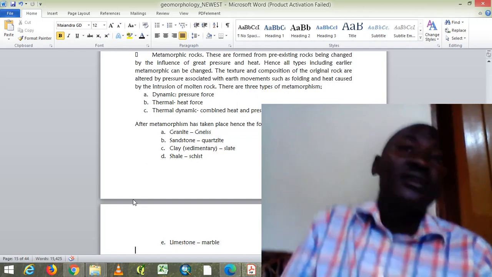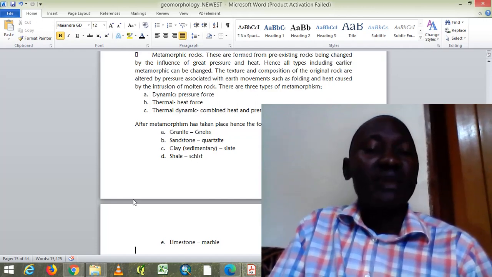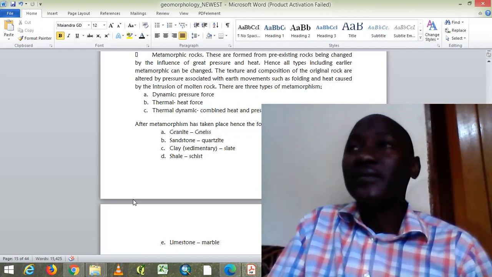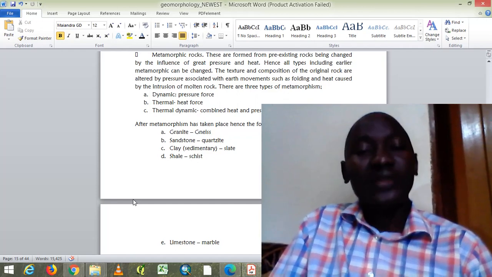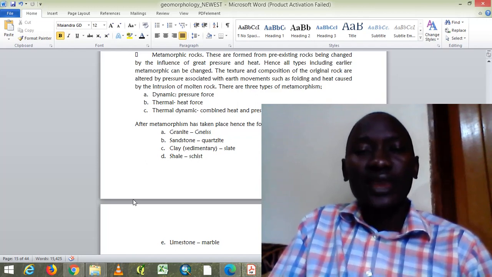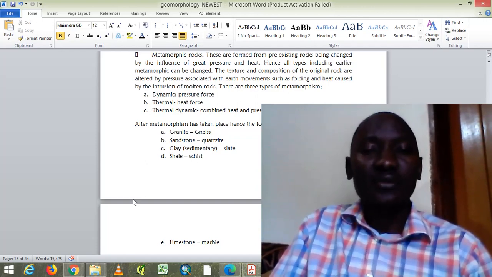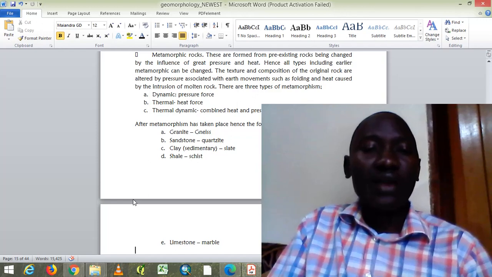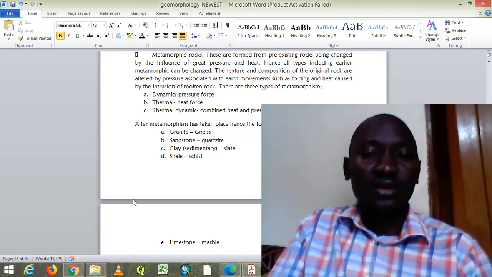And metamorphic, these are rocks which are also formed from pre-existing rocks, changed by means of great pressure and heat. Hence the word metamorphic, because there is a complete metamorphism of the existing rock, that a rock changes completely from its original form to another form. Hence all types including earlier metamorphic rock. It can also be any earlier metamorphic rock which is changed into another form. The texture and composition of the original rock are altered by pressure associated with earth movements such as folding and heat caused by intrusion of molten rock.